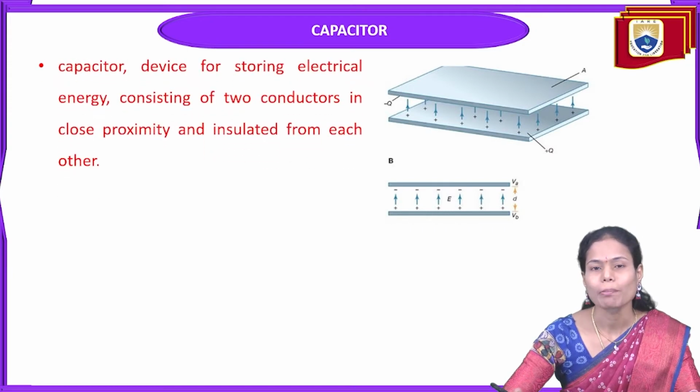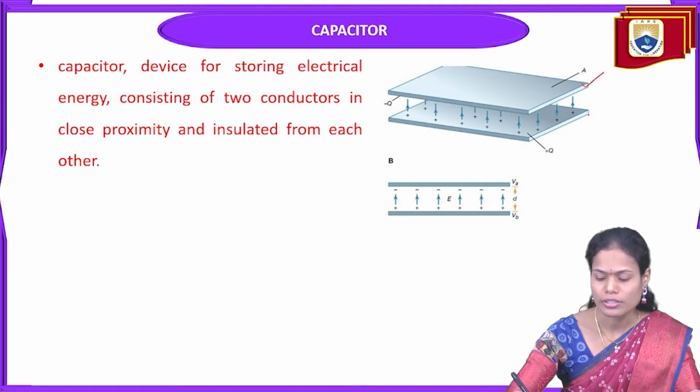I have already mentioned a capacitor is a device which can be used to store electrical energy, and it consists of two conducting plates, or we can call them two conductors. The two conductors I'm showing here act like the two plates of a parallel plate capacitor, and in between these two plates there is an insulating medium, that is the dielectric medium. This dielectric medium acts like an insulator between the two conductors.